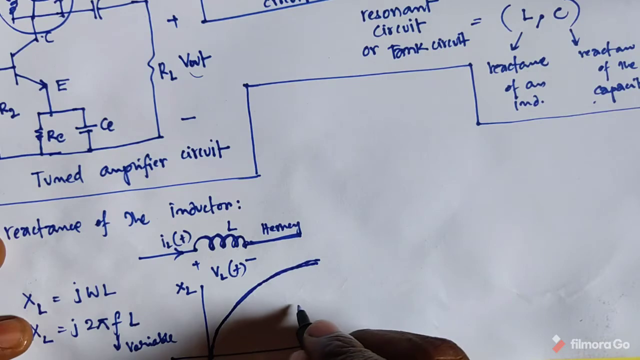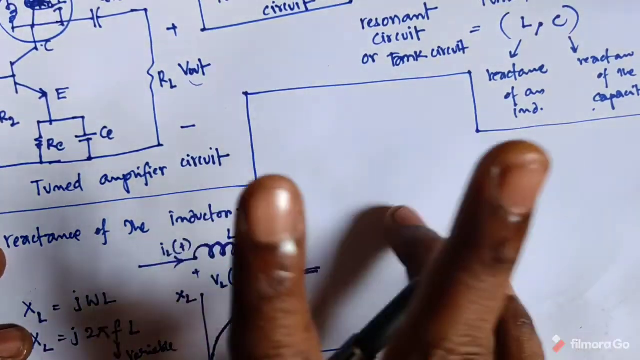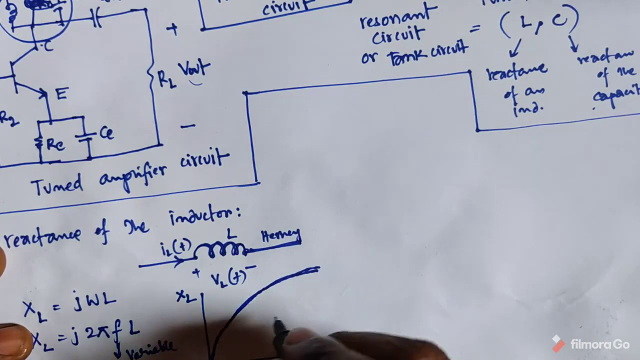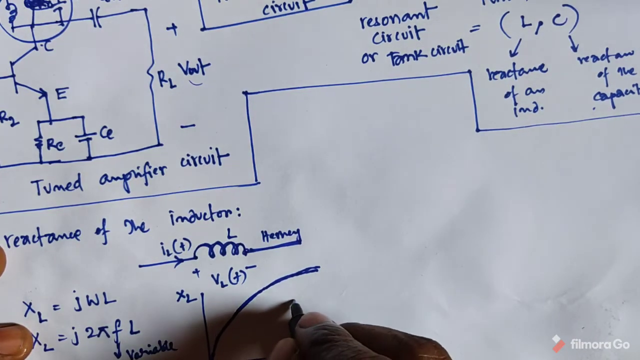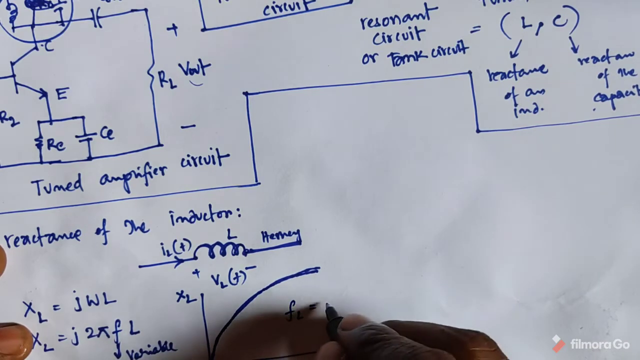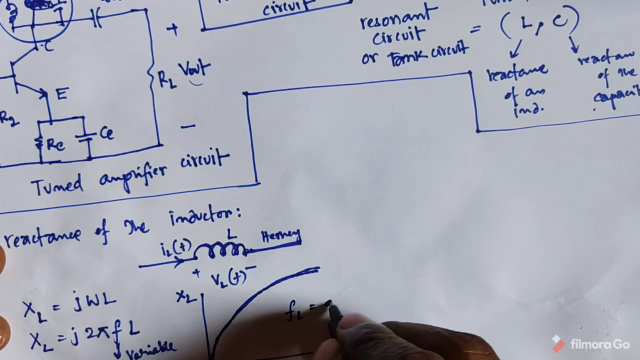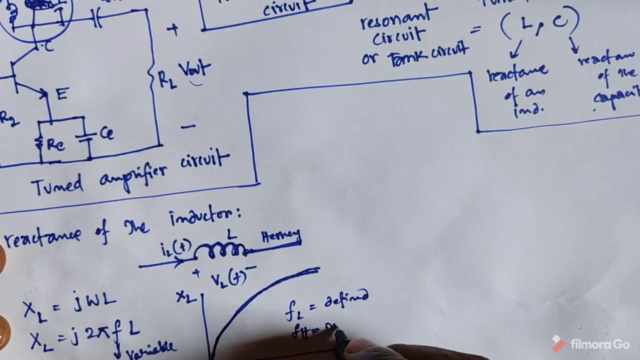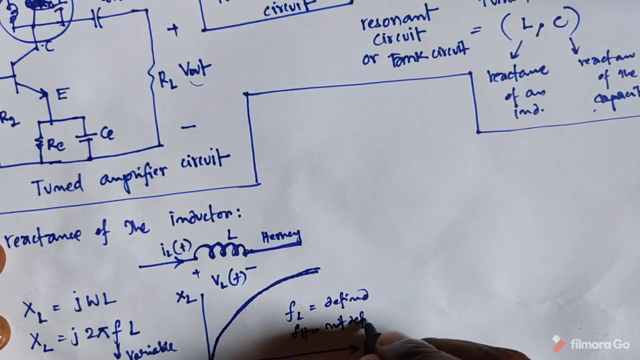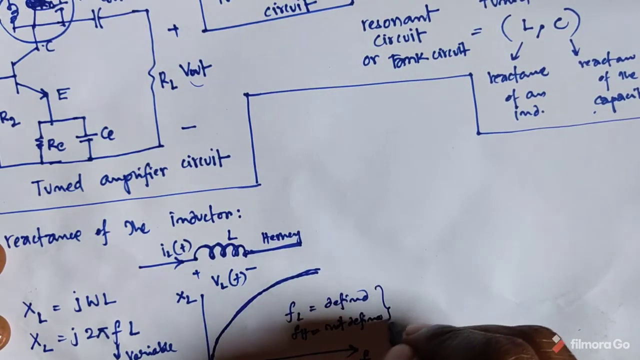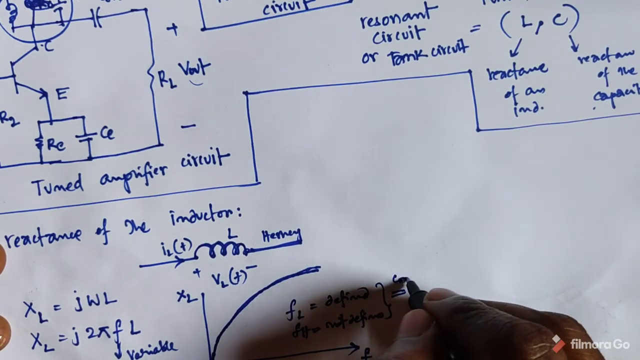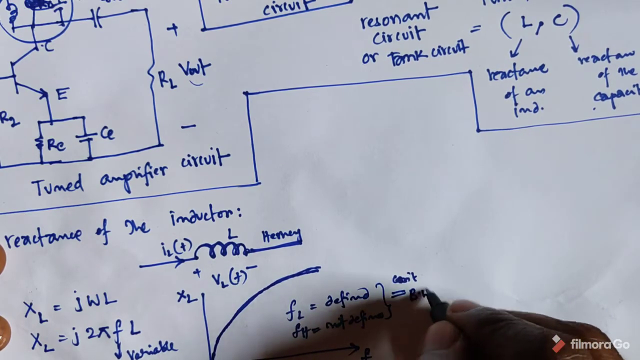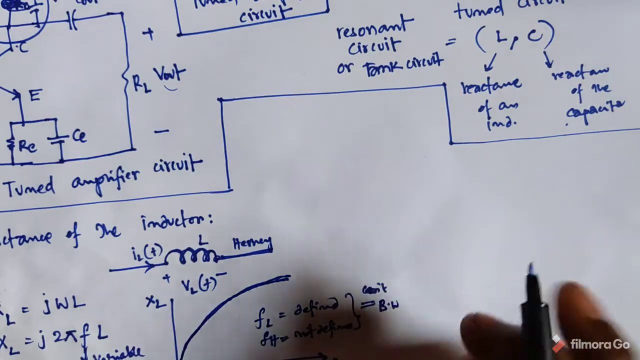Why? Because to calculate the selection, you need two frequencies, the lower cutoff and the higher cutoff. That is not possible. You can only say FL is defined, but you don't know the higher cutoff frequency. That is not defined. That's why with the help of this alone, you can't calculate the bandwidth. That is the main problem in this case.